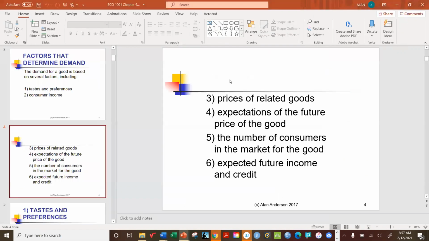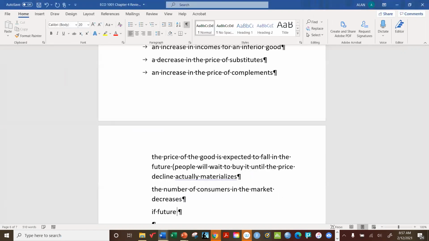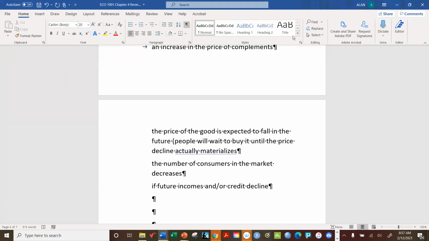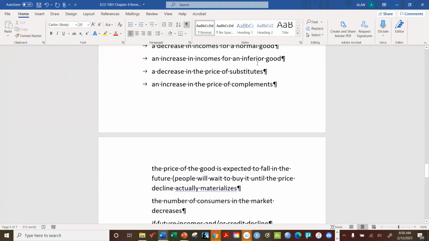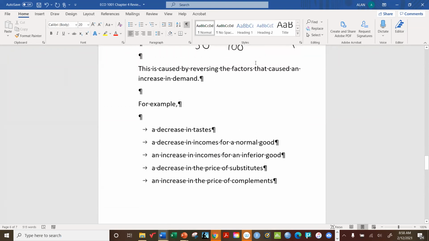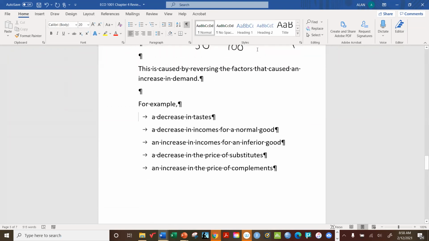And then finally, if future income and or credit are expected to decline. So in other words, if you're worried about your job disappearing, then that would not be the time to be spending a lot of money. So all of these factors would cause a leftward shift of the curve. And you notice they're just the opposite of what we had before.